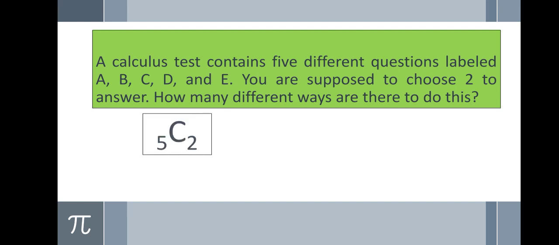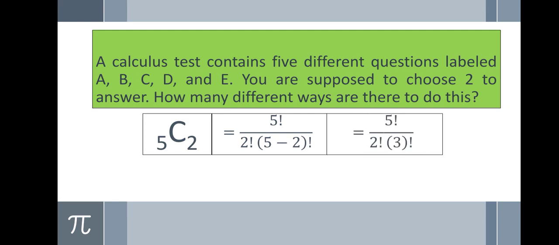So this is combination of 5 taken 2 at a time, which is equal to 5 factorial over 2 factorial times the factorial of the difference of 5 and 2. 5 minus 2 is equal to 3. Using a calculator, the combination is 10.